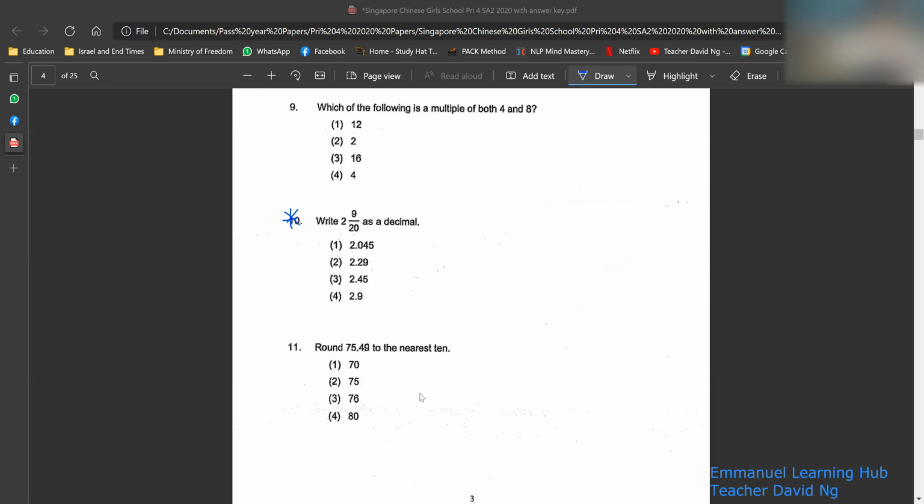Okay, question 11, what is your answer? Question 11 is number 3. You got it wrong, so I have to go through it with you. Question 11 is not number 3. Question 11 is 75.49 to the nearest 10. What must you do? Nearest 10.